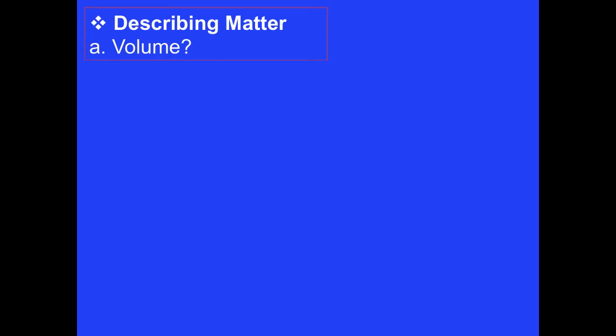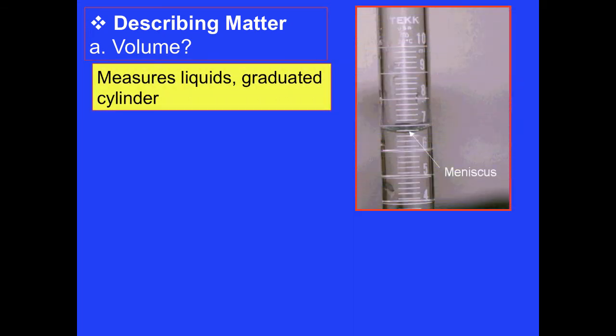Let's go back to the components of the matter definition. One component was that matter must have volume. Volume is how much space something takes up. To measure the volume of a liquid, we use the tool at the right, a graduated cylinder. To read the volume on a graduated cylinder, we look at the level where the liquid is. However, what you'll notice is that the liquid doesn't make a straight line across the graduated cylinder. The top of the liquid is actually slightly curved. This curvature is called the meniscus. When reading the volume, we want to look at the bottom of the meniscus and take the volume measurement from that point.